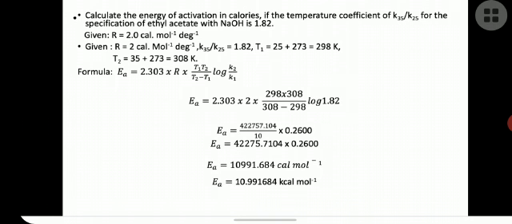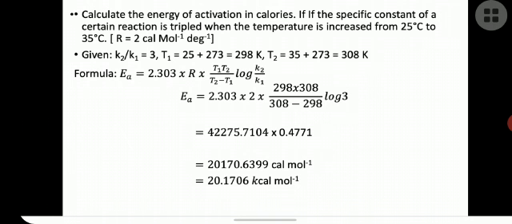Now let us see the next problem. Calculate the energy of activation in calories if the specific constant of a certain reaction is tripled when the temperature is increased from 25 degrees Celsius to 35 degrees Celsius. R is equal to 2 calories per mole per degree.